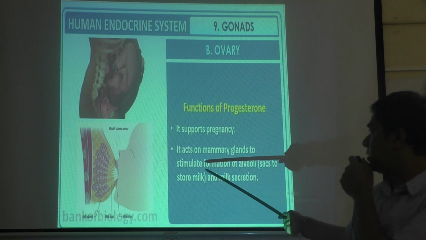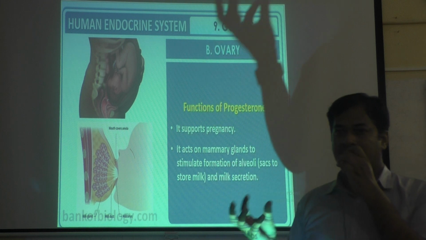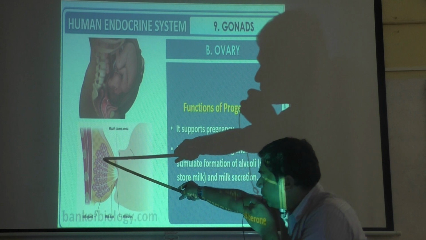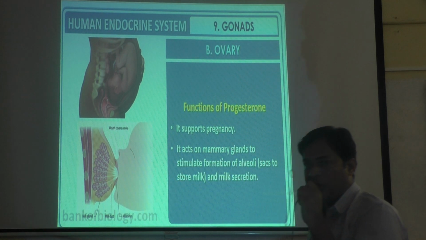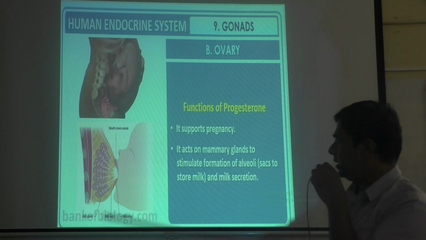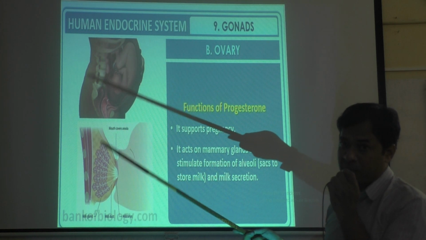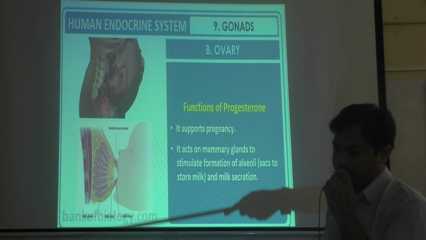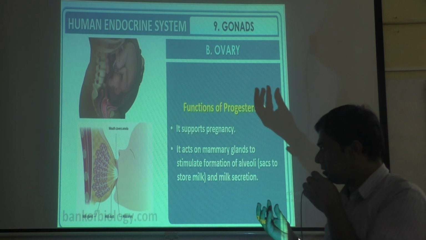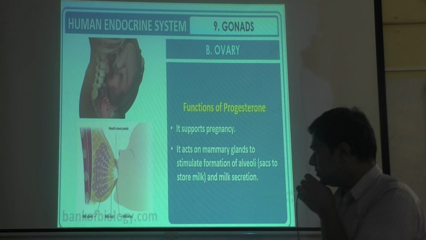It acts on mammary glands to stimulate formation of alveoli. Alveoli is a bag-like structure, sac-like structure present in the breast or mammary gland. You can see that they are showing. Alveoli will secrete and store milk. In the breast of a female, which part produces and stores milk? That is alveoli. It is a small bag-like structure. There are many. Each one will produce milk and store milk, which is required for the baby.